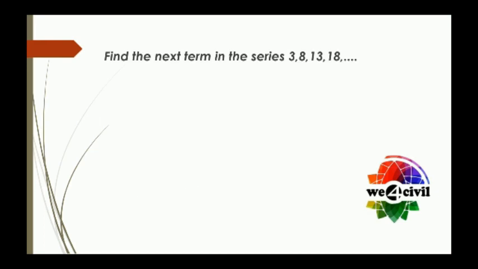Right here I'm starting with a very simple example. On the screen you can see the question. Find the next term in the series 3, 8, 13, 18. Whenever you get a question, the first thing that you have to do is to check whether the series is increasing or decreasing, meaning whether the subsequent numbers are increasing or decreasing. If you look at the series, 3, 8, 13, 18, the numbers are increasing.